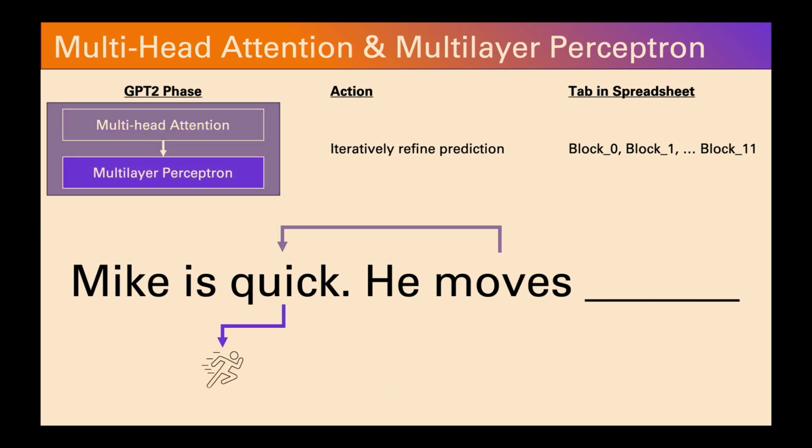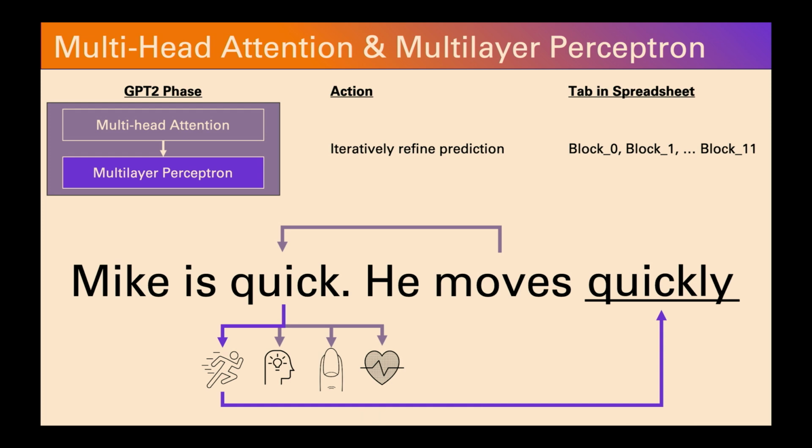Quick can mean movement in physical space. It can mean smart, as in quick of wit. It can mean a body part, like the quick of your fingernail. And in Shakespearean English, it can mean alive or dead, like the quick or the dead. And seeing that the word moves here helps it disambiguate for the next layer, the perceptron, that, oh, we're talking about moving in physical space. So maybe it's quickly, or maybe it's fast, or maybe it's around, but it's certainly not something about your fingernail.